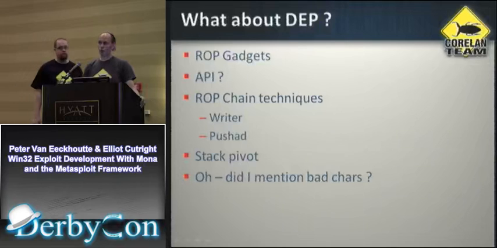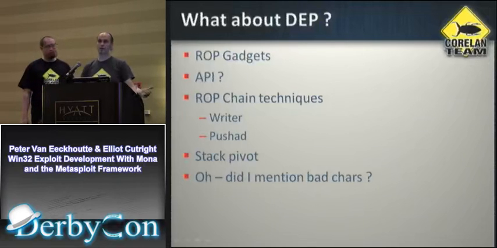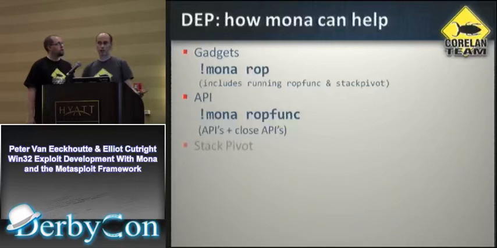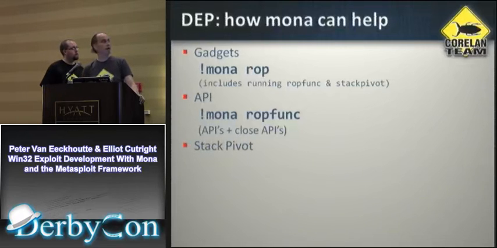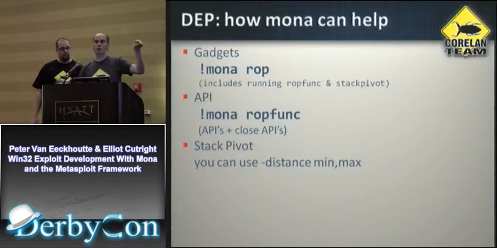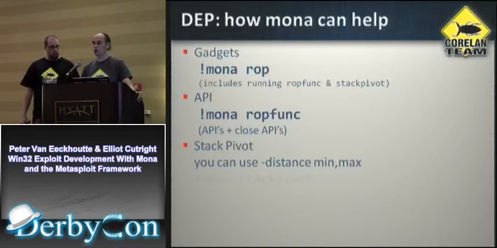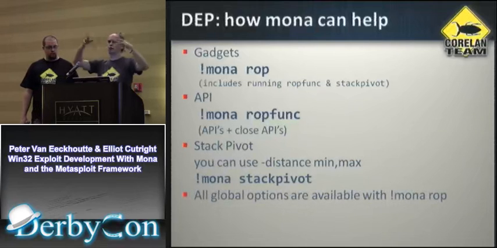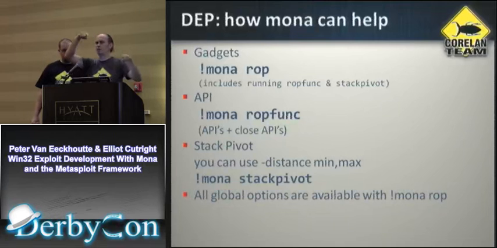And yes, a lot of pointers, but a lot of pointers means that we still need to make sure that they don't contain any bad characters. So Mona can help with that. It has a way to generate gadgets. If you run the mona rop command, it's also going to run rop func, which is the routine that will try to find reliable pointers to one of the interesting APIs that you can use to bypass that. It will also generate stack pivots. So it's going to create a file that shows you if you want to pivot on the stack for that distance, then you can use this pointer because it points to those instructions. So that's kind of good.